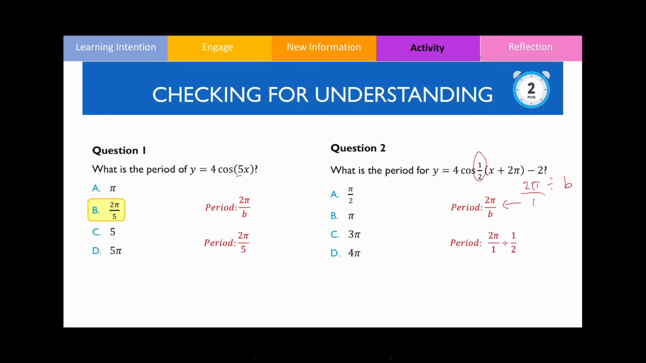And if you remember how to divide fractions, what you do is you invert, you flip that second fraction, and you change the sign to a multiplication, and then just multiply things horizontally. Hence, your answer is going to be 4 pi and 1, which is the same thing as 4 pi. So therefore, D is going to be the correct answer over here.